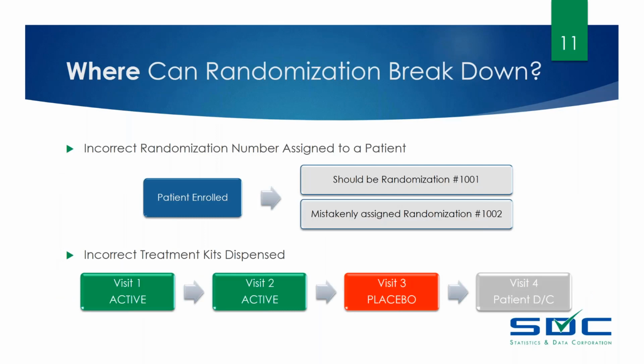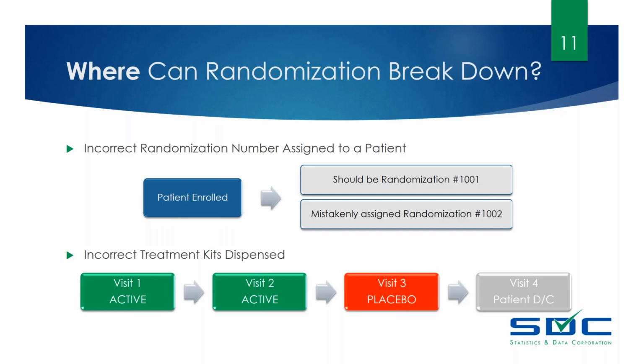Where can randomization break down? Incorrect randomization number assigned to a patient is an example. An incorrect randomization number can inadvertently be assigned to a patient at the beginning of the randomized clinical trial. As an example, the first patient should have been given randomization number 1001, but the study site staff mistakenly gave them the treatment associated with randomization number 1002.